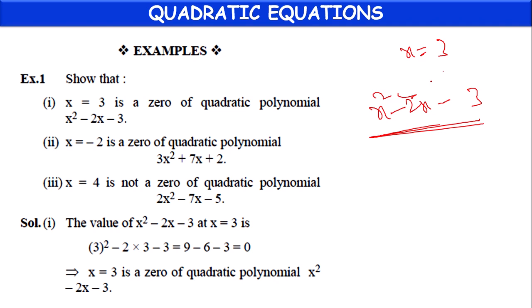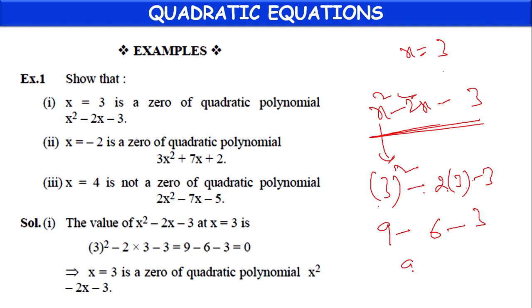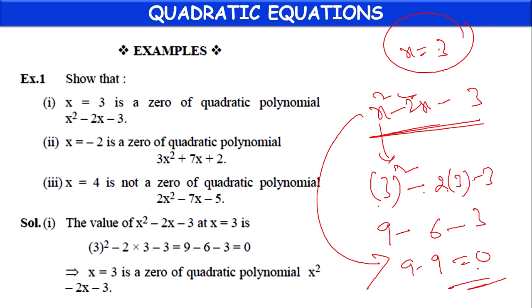Just what we will do, we will substitute in the place of x, 3. 3 square minus 2 into 3 minus 3. 3 square is 9, minus 2 into 3 is 6, minus 3. 9 minus 9 equal to 0. Means when x equal to 3, the polynomial is becoming 0. So x equal to 3 is zero of quadratic polynomial. Like that we can confirm.